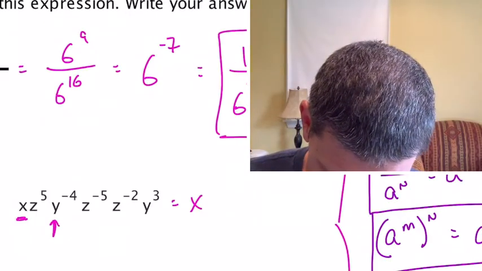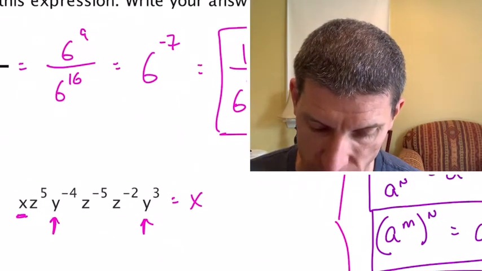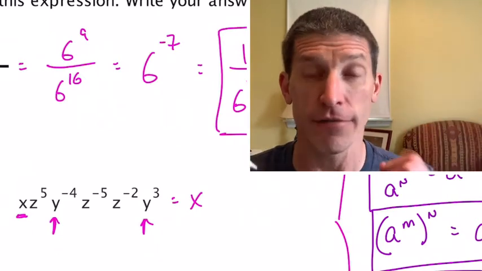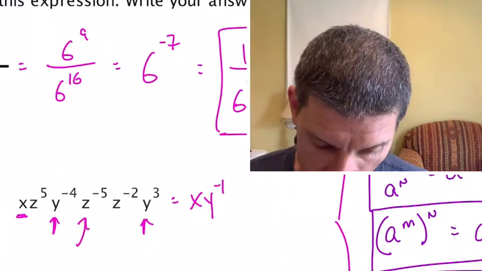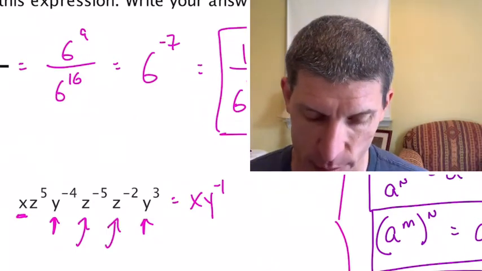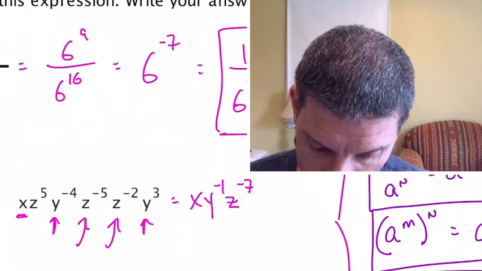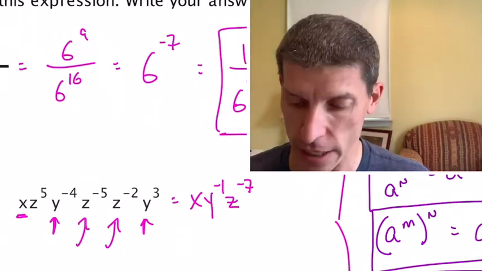As for y's, I see a y here and a y here. So I have y to the negative fourth and y to the third. And if we're using this first rule, I add negative 4 and 3, and I get y to the negative 1. Now I'm left with z and z. Same rule, negative 5 and 2 make negative 7.